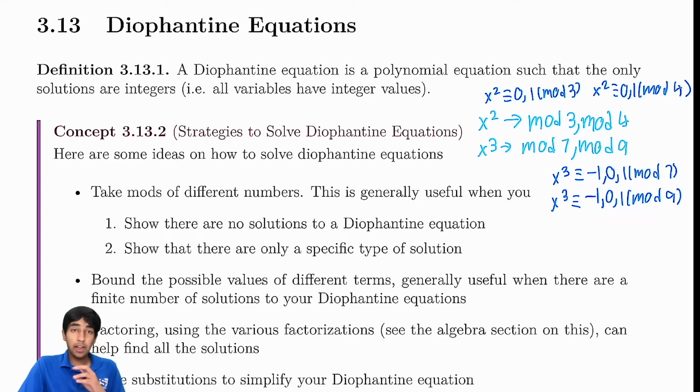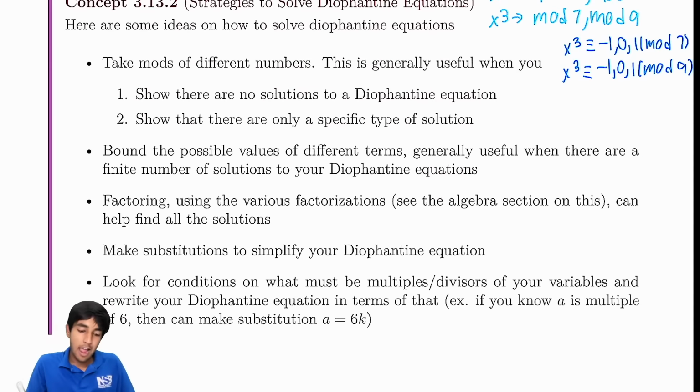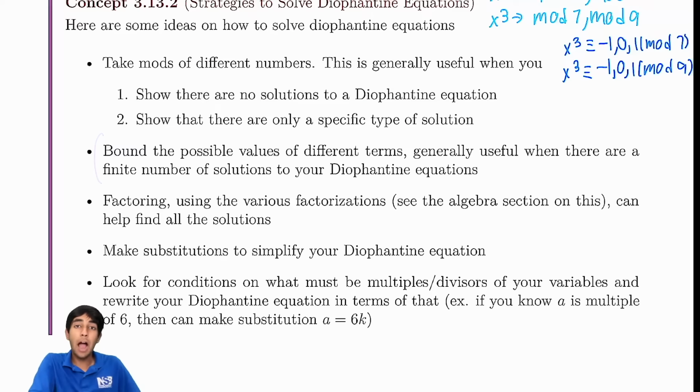And that will be like, okay, x has to be this mod 7 or mod 9 when you have cubes. And then you might be like, oh, when x is 0 mod 9, there's only one possible value before x gets too big. And that brings us to our second strategy, where you bound the possible values of different terms. This is a very computational style technique, where you see that anything bigger than 10 might not give me a solution.